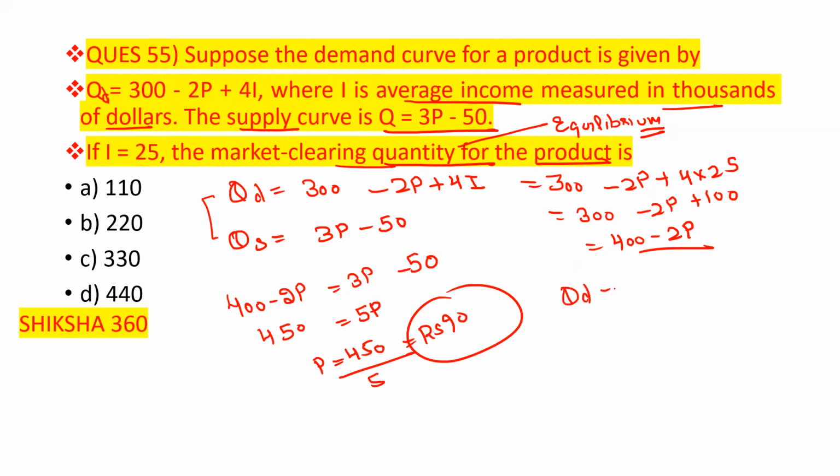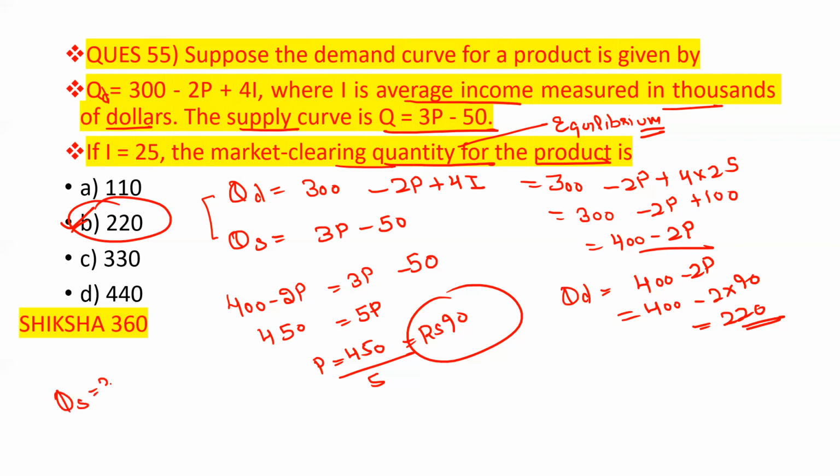So this one, 400 minus 2p. We can say 400 minus 180, 2 into 90. So the quantity is 220. Quantity demanded is 220. Now we put in the other: 3 into 90 minus 50, 270 minus 50, that is 220. Clear? So the same thing happens at both places. So option number B is the answer. That is the market clearing quantity.